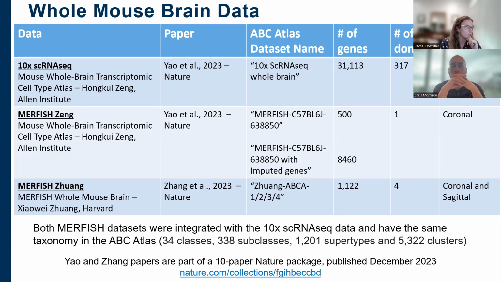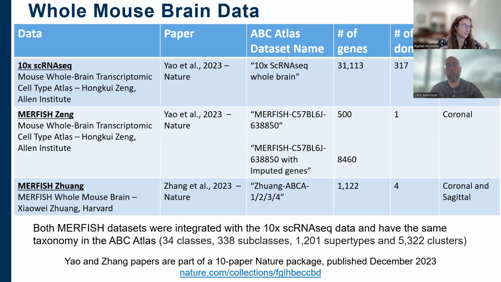Then our MERFISH data set from the Allen Institute, which was led by Honghui Zhang, where we currently have 1 male mouse brain up on the atlas. This is the mouse brain ID, and there were 500 genes used for these experiments, sectioned in the coronal plane. We also recently added a second data set featuring the imputed genes from the single cell data, so now we have over 8,000 imputed genes in the MERFISH data set.